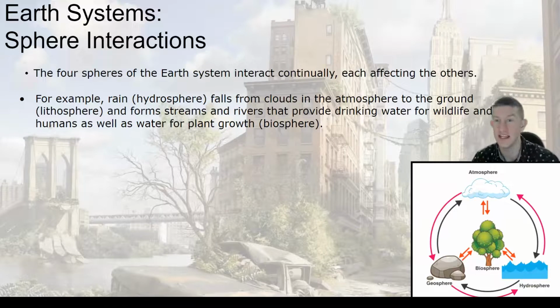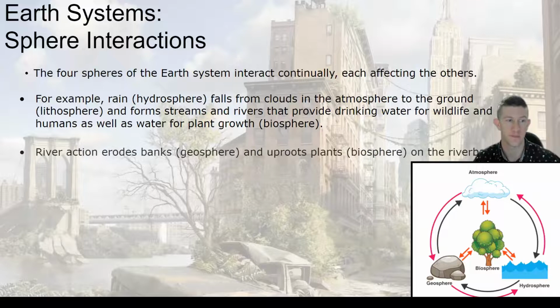An example of this is when it rains, which is the hydrosphere. This falls from the clouds in the atmosphere to the ground, which makes up the lithosphere, and this forms streams and rivers that provide the drinking water for the wildlife and the humans, as well as water for the plants, which is the biosphere. So they're all interconnected between each other.